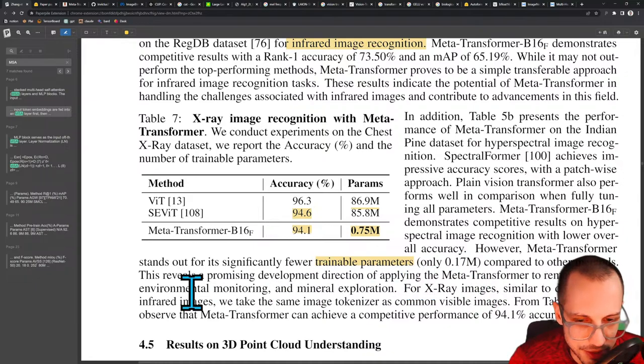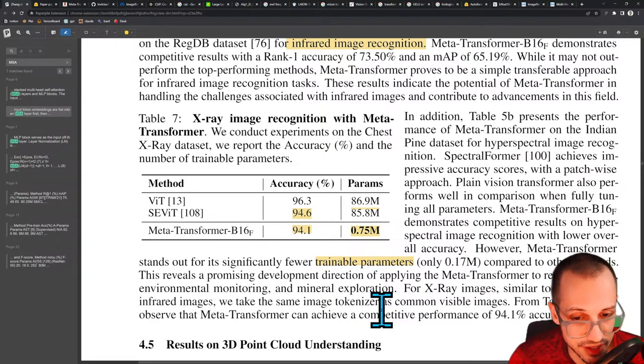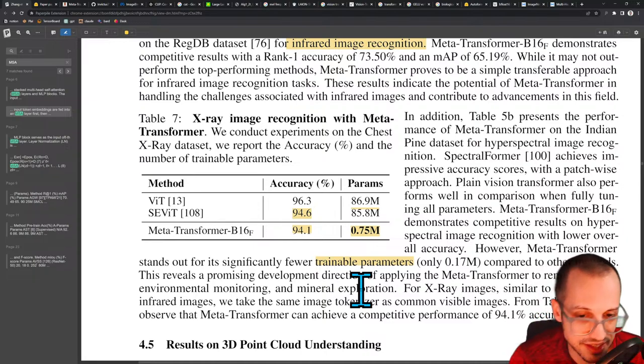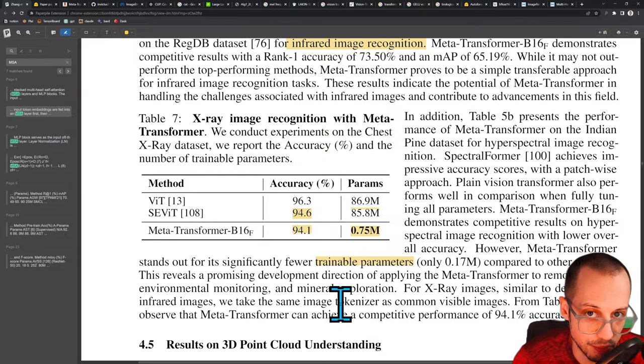For X-ray images, similar to dealing with infrared, we take the same image tokenizer as common visible images. Yeah, so they're using the same modality-specific tokenizer, which I really think should be called the encoder, because I think that tokenizer makes it feel like it's actually more simple than it is, but there are trainable parts inside of it.